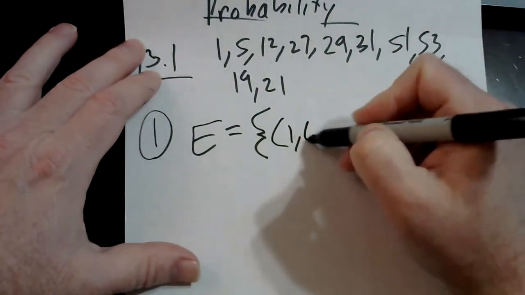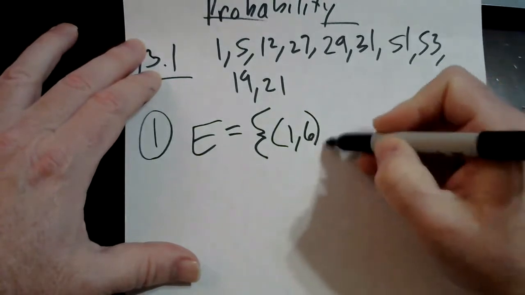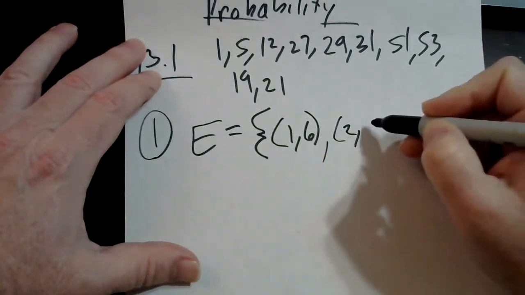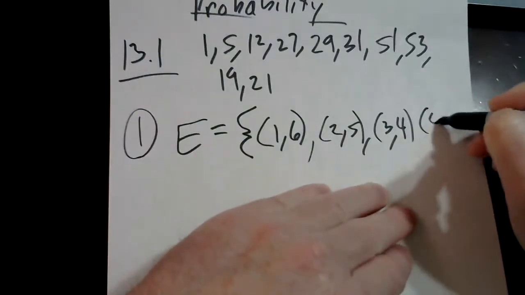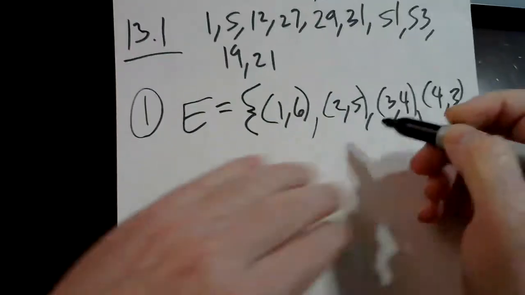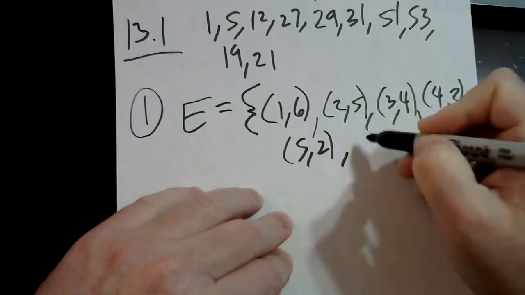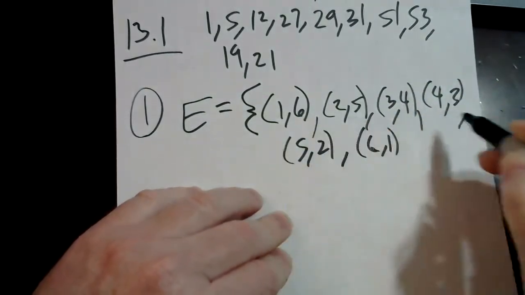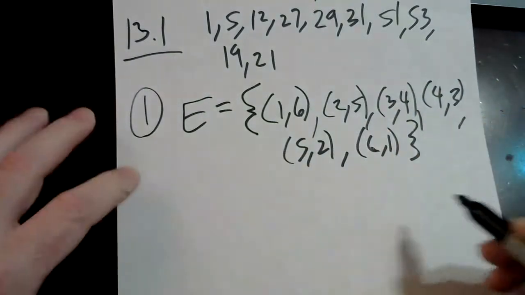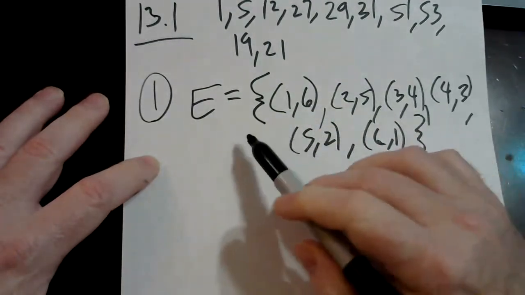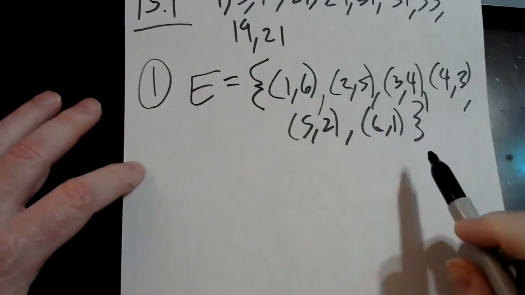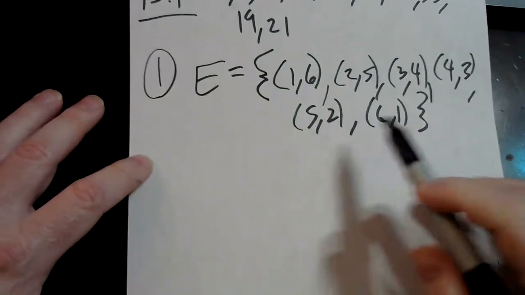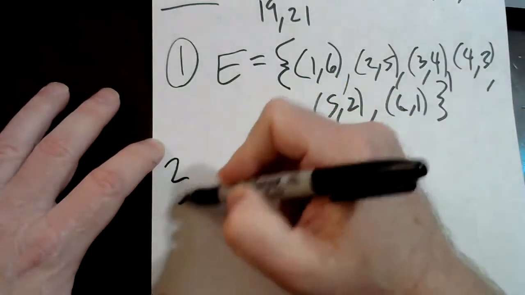So one possibility is that the first one is a 1 and the second one is a 6. Another possibility is the first one is a 2 and the second one is a 5, and so on. 3-4 is a possibility, 4-3 is a possibility, 5-2 is a possibility, and so is 6-1. So every one of these ordered pairs is an outcome in the sample space. And so an event is just a subset of all of the outcomes in the sample space. So this particular event has 6 outcomes in it, but that's your answer. Let's do the second one.